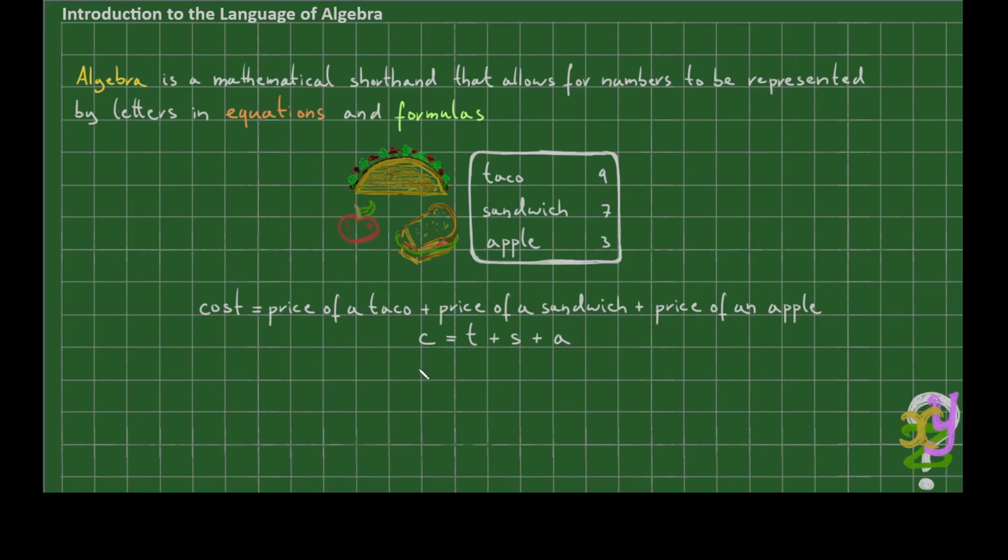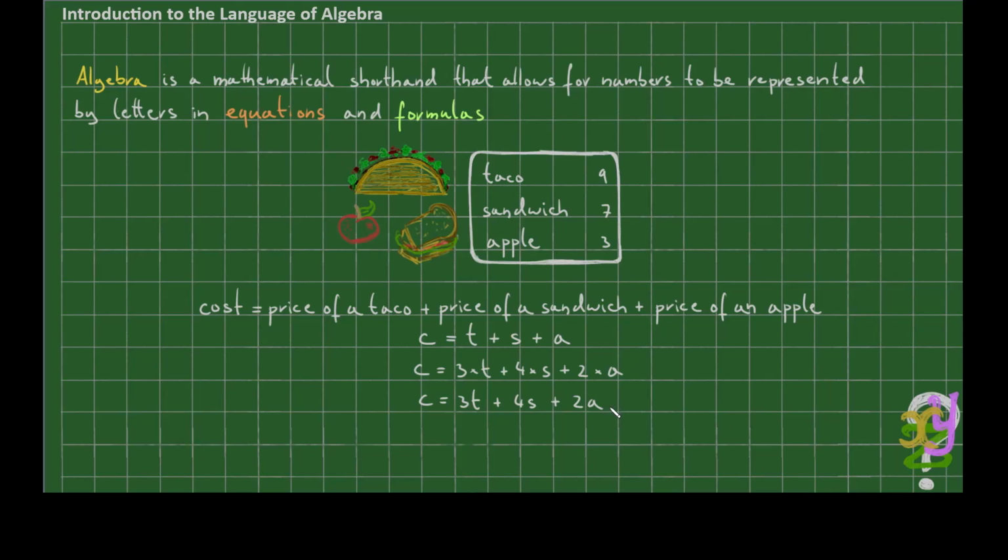Now I could say that the total cost will equal 3 times the price of a taco plus 4 times the price of a sandwich plus 2 times the price of an apple. And in algebra, we could even tighten this up a little bit. I could write that C equals 3t plus 4s plus 2a. Even though I have not written in the multiplication sign, we assume that it is there.